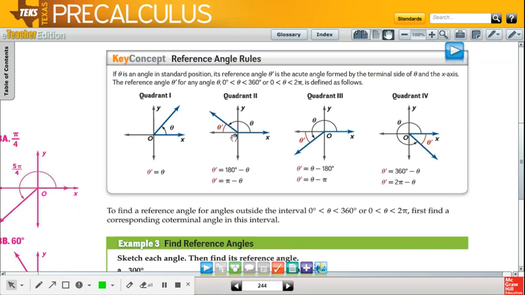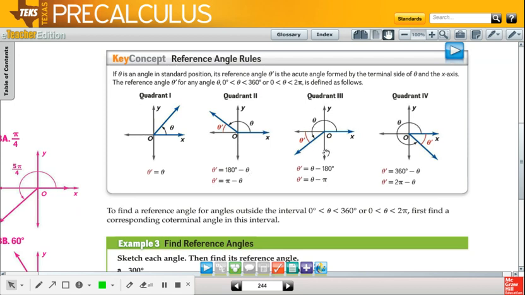Now, if it was given in radians and we're looking for angle theta prime, all we have to do is, since the x-axis is over here, it's going to be pi. So we're going to do pi minus given angle theta. So that's how you would find angle theta prime, or our reference angle.